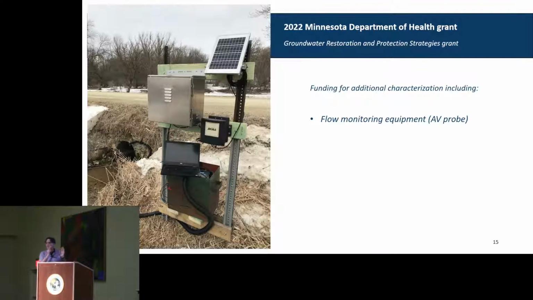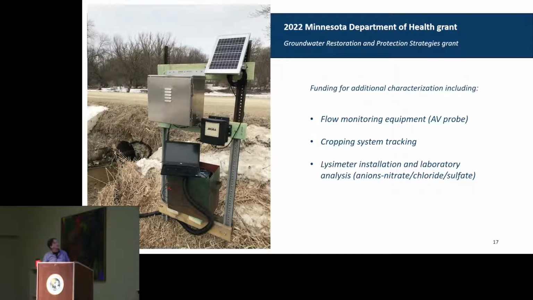It's really hard to get down there and get the upper flows before you're on that recession curve. But in addition to that, it's giving us funding for cropping system tracking. So that's Martin going out and talking to the farmers, to see what was planted within the spring shed during these time periods. And then in addition to that, lysimeter installation, and then a budget to run anions at the lysimeters.